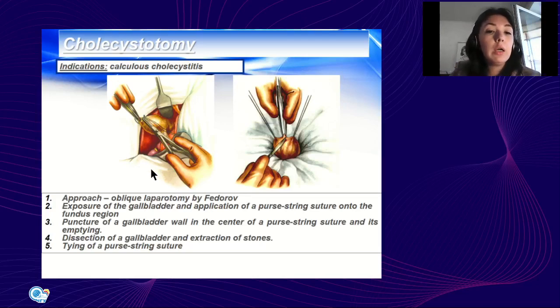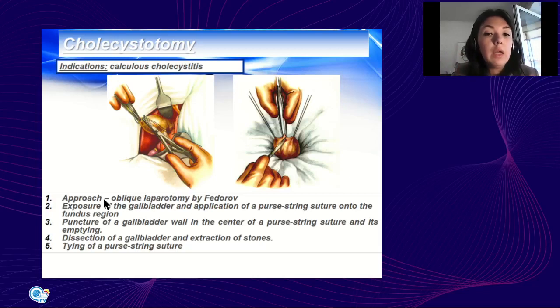The approach is oblique laparotomy by Fedorov in most cases. We perform exposure of the gallbladder and application of a purse string suture onto the fundus region. It is the same as in the previous lecture, where we were discussing gastrotomy and gastrostomy. Actually, the technique is very similar. We apply the purse string suture preventively, but we do not tie a knot.